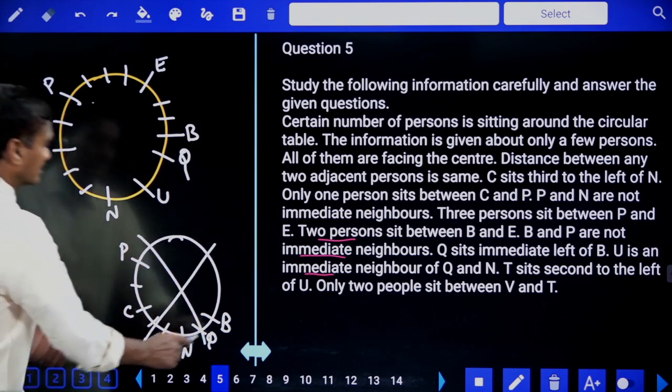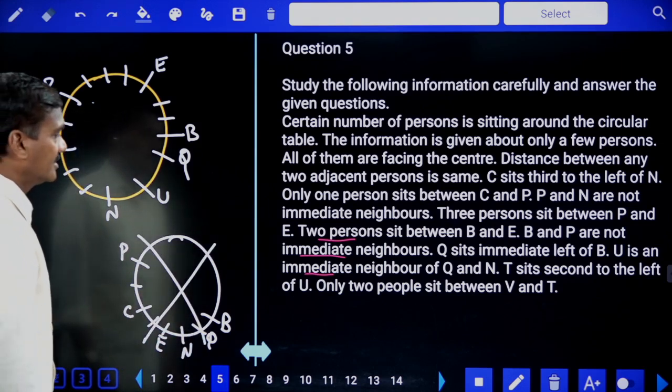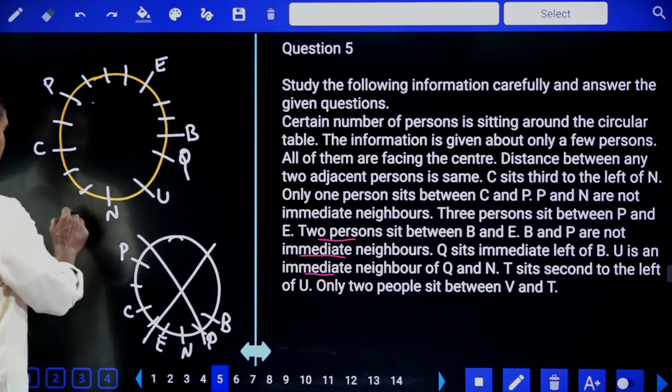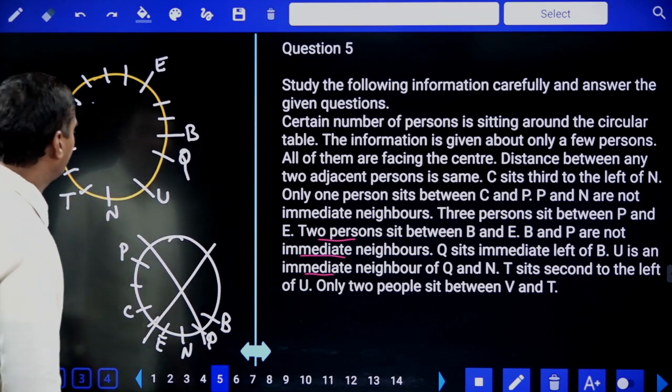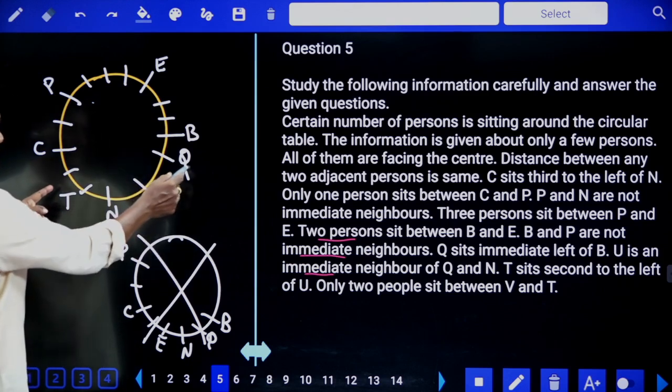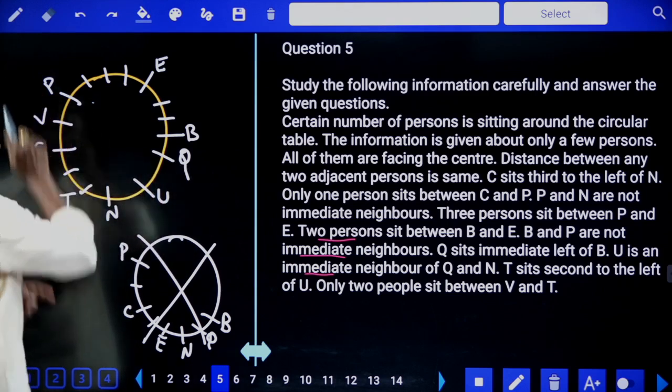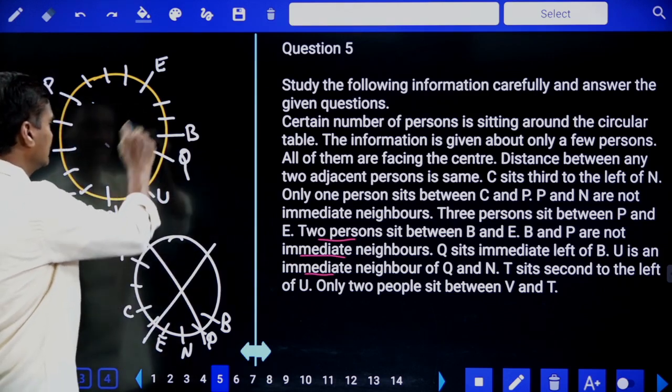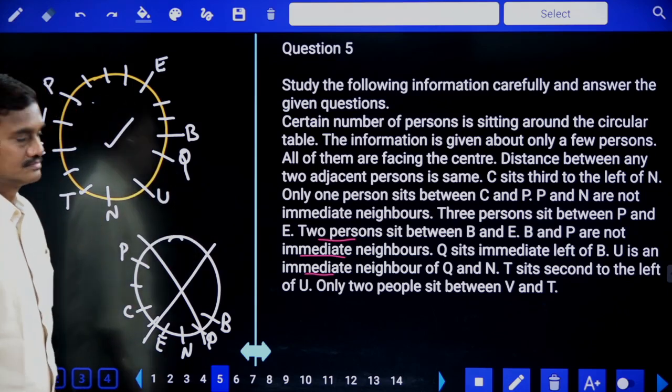This case is ruled out. Now we were left with this one. T sits second to the left of U. 1, 2, T is here. And only 2 people between V and T. 1, 2, V cannot come here, so V is here. Done with this? Now this is the final arrangement we have.